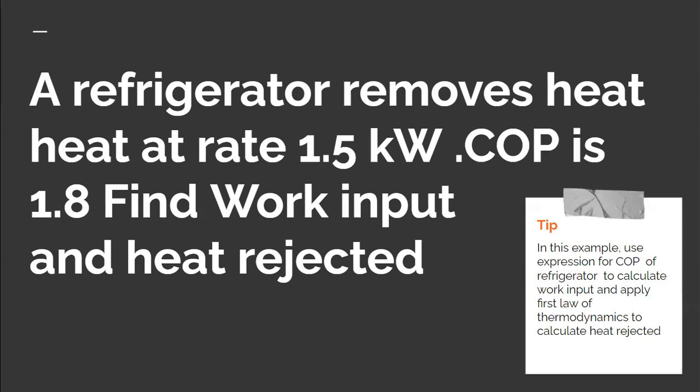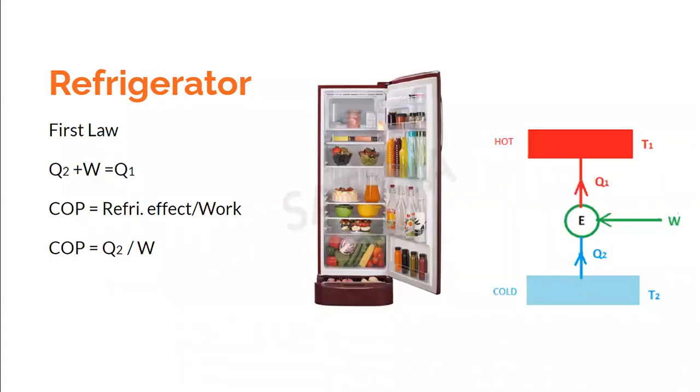Hopefully you have got the answers now. So this is the refrigerator, and what is shown is the schematic of the refrigerator. The coefficient of performance is the refrigerating effect Q2 upon the work input W, and the energy balance is energy in is equal to energy out. Q2 plus W is equal to Q1.